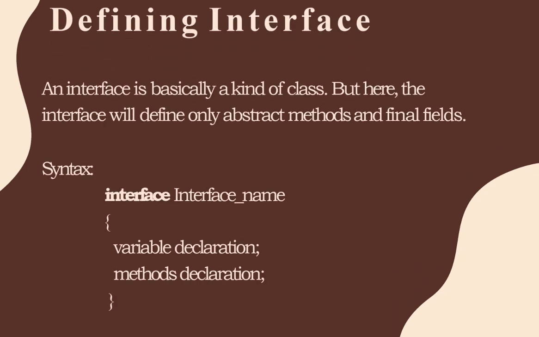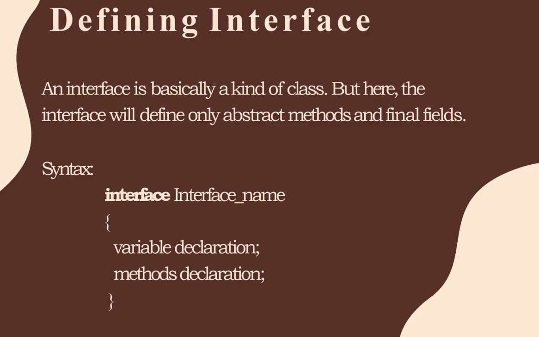So, an interface is basically a kind of class, correct? That is what we have concluded from the previous slide. But what is the basic difference between a class and an interface? If an interface is basically a kind of class, then you could say it's a class, but no, you don't say it is a class. Why? Because the interface will only define abstract methods and final fields. We'll discuss that in another video. So coming back here, an interface will define only abstract methods and fields along with the required variables and methods, correct? So that is the basic difference between a class and an interface.